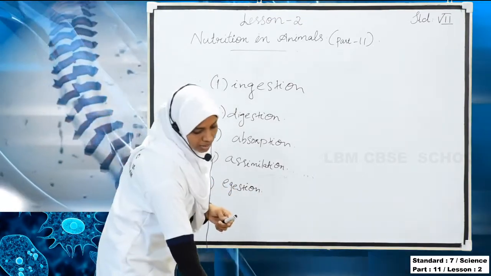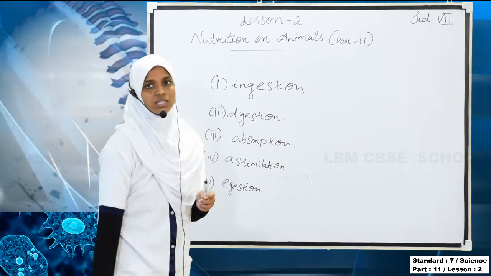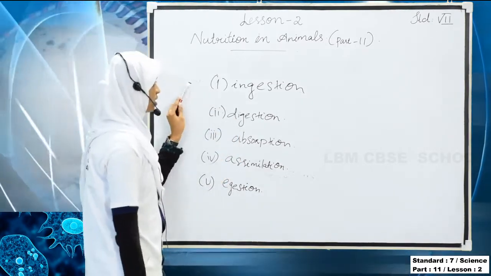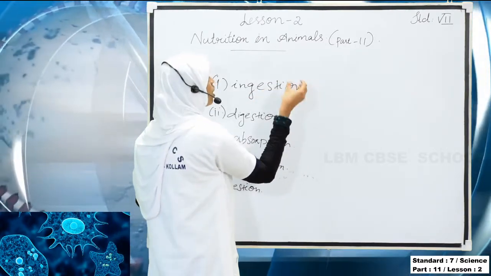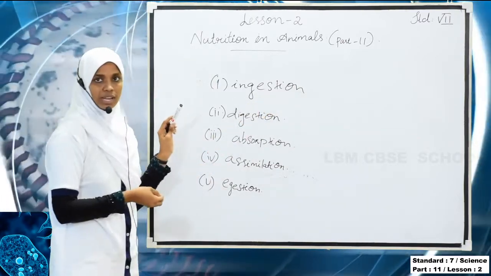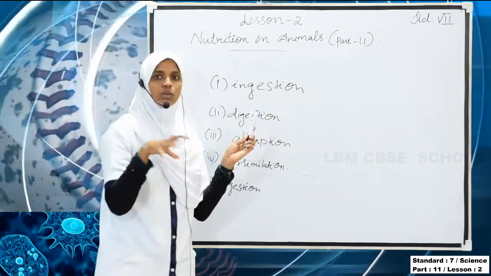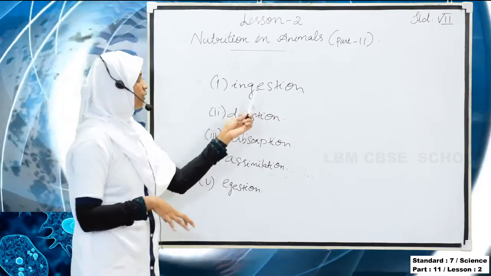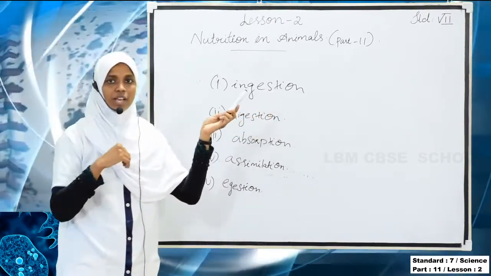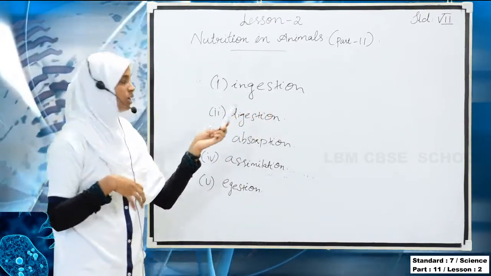So what are the different processes involved in the digestive system? The first one is ingestion. Food taken in is the process. The process of food being taken in by our body is called ingestion.